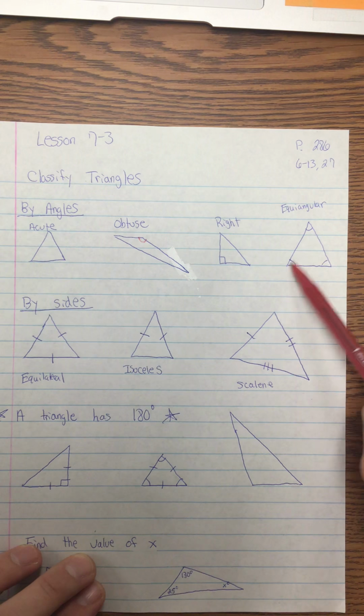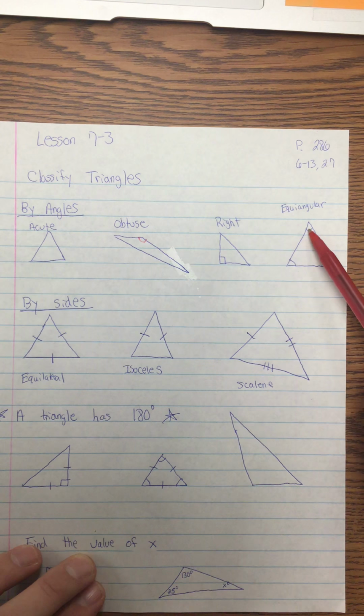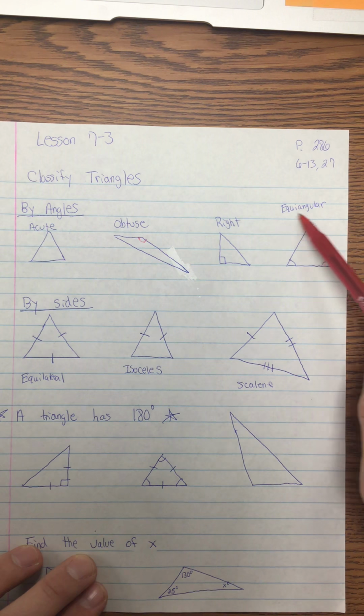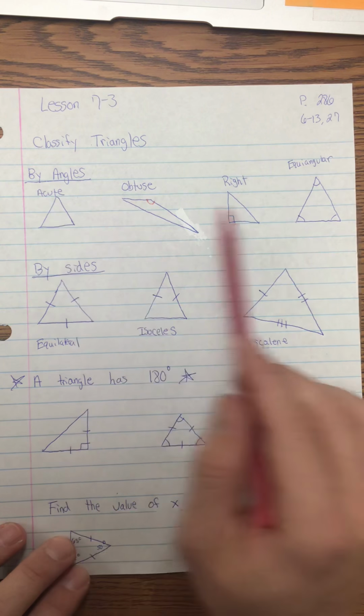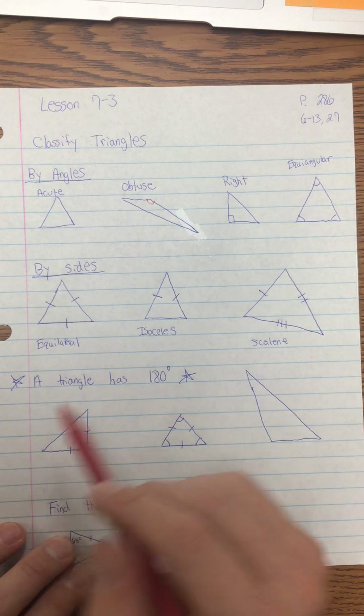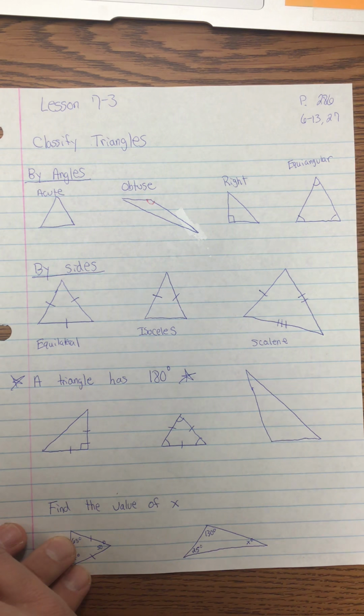And then if all 3 angles are the exact same measure, now there's 180 degrees in a triangle, and if all 3 of them are the same, that means all 3 would have to be 60 degrees. That would be an equiangular triangle. All right, now that's one way to classify a triangle based on its angles. We can also classify a triangle based on its sides.